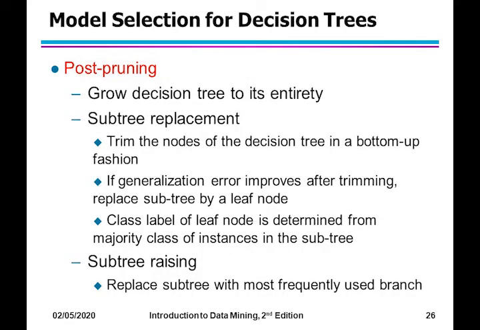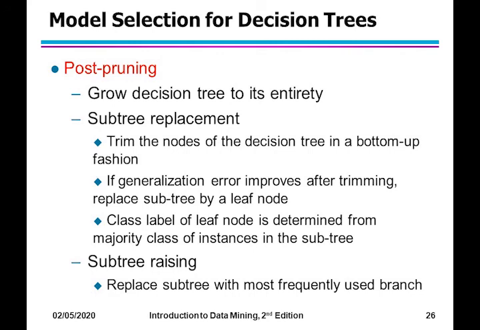post pruning은 pre pruning과 반대로 decision tree를 완전히 grow합니다. 다음에 subtree replacement를 합니다. Trim the nodes of the decision tree in a bottom-up fashion. bottom인 leaf부터 시작해서 루트까지 프루닝을 계속해 나갑니다. If generalization error improves after trimming, trimming 다음에 에러가 개선되면 replace subtree by a leaf node. subtree를 leaf node로 대체합니다. Class label of leaf node.